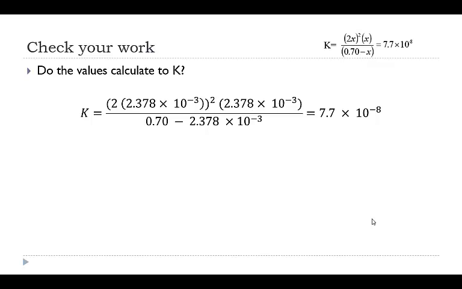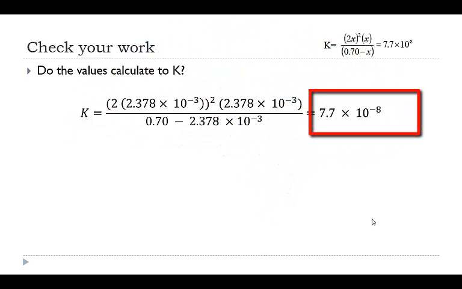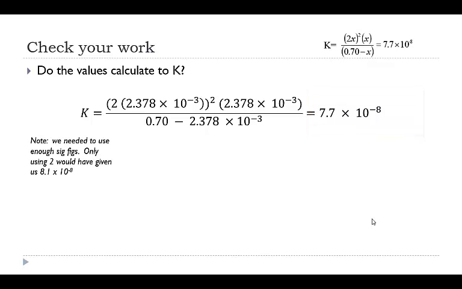Now we can check our work. Do these values that we came up with calculate to K? Notice our equation for K in the upper right hand corner there. 2 times x, we square that value, times x divided by 0.70 minus x, and that's 7.7 times 10 to the minus 8th. Note here that we needed to use enough sig figs. If we'd only used 2 sig figs, for instance 2.4 times 10 to the minus 3rd, it would have given us a value of 8.1 times 10 to the minus 8. It wouldn't have been right on.